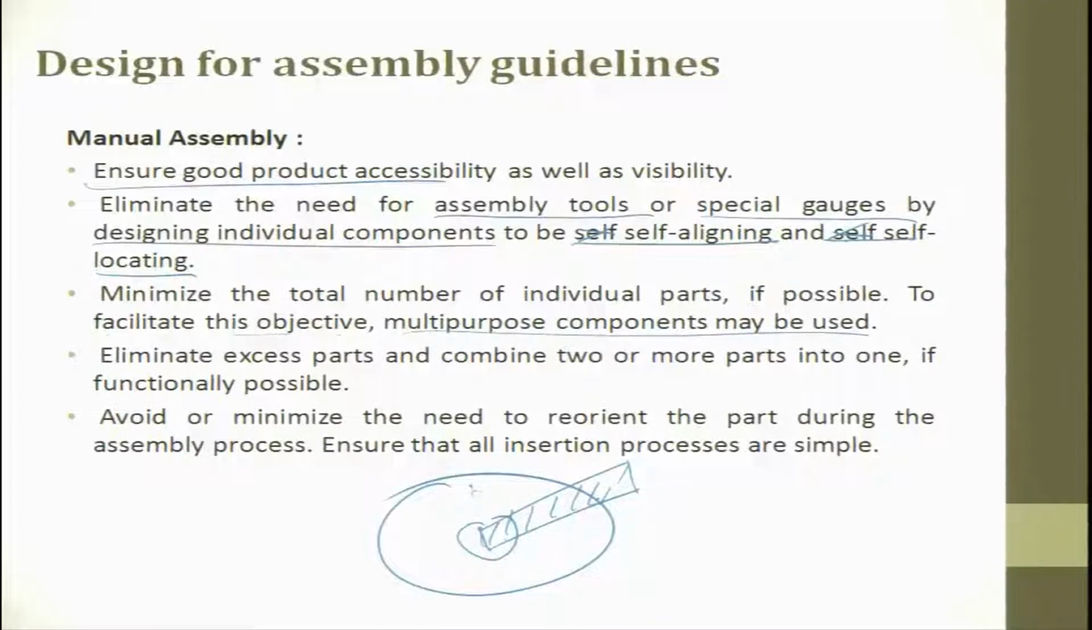So, these two parts, and now what you do, you try to assemble them. If you make it as a single piece, like injection molding, and I draw the side view, it will be something like this. So, eliminate the excess parts and combine 2 or more parts into one if functionally possible, then avoid or minimize the number of reorienting the parts.